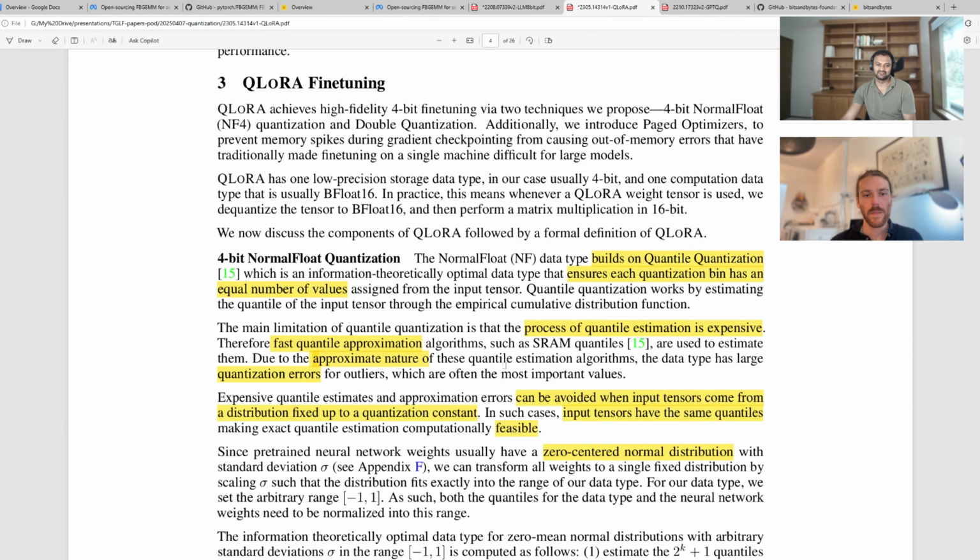But then what the authors say is, let's take a step back and look at our data. I think this is a very deep insight about good research. They know if you want to precisely compute it, it's expensive. If you try to approximate it, it's fast, but you're going to have errors. So we are stuck between these two, right? They say, can we avoid it when the input tensors come from a distribution fixed up to a quantization constant? They look at the data and say, well, the data comes from some fixed distribution. So if you know the distribution, then you don't have to go and estimate every layer, right?